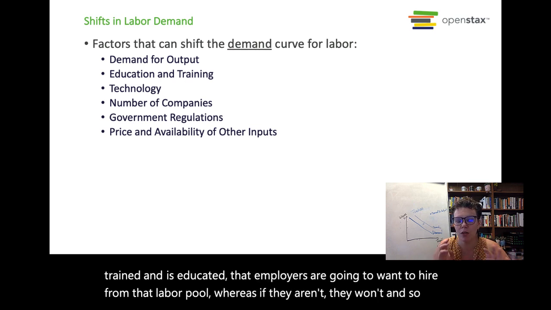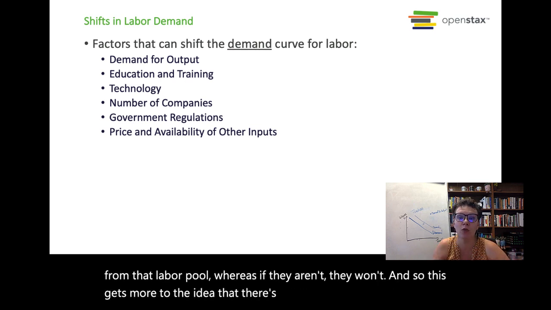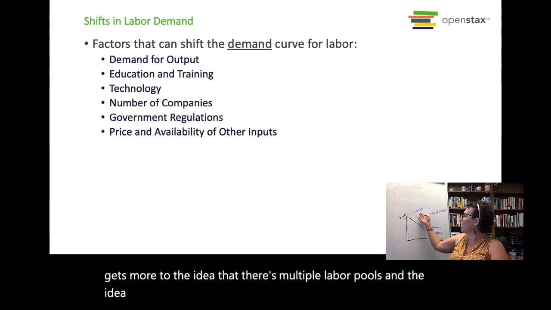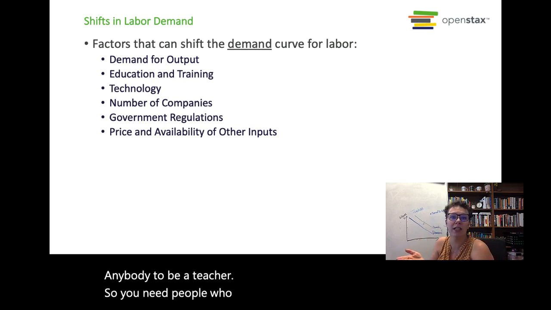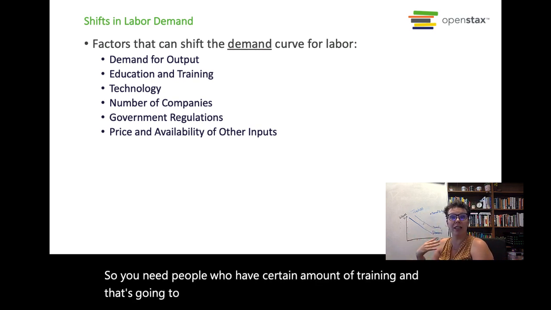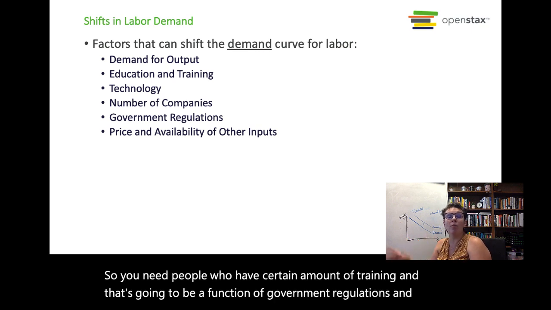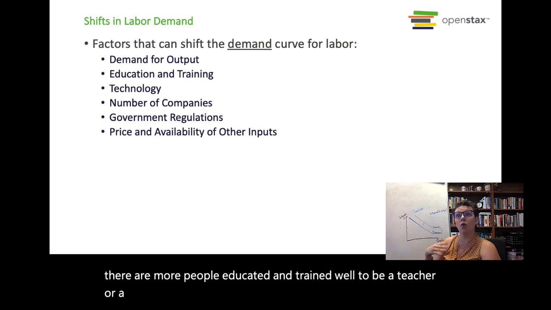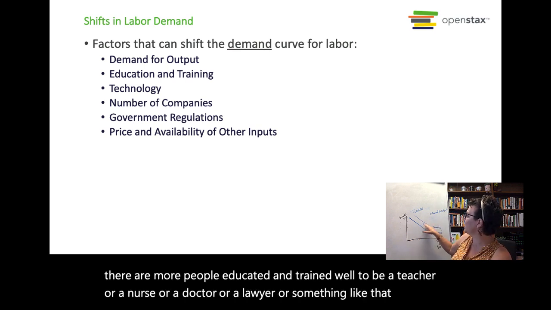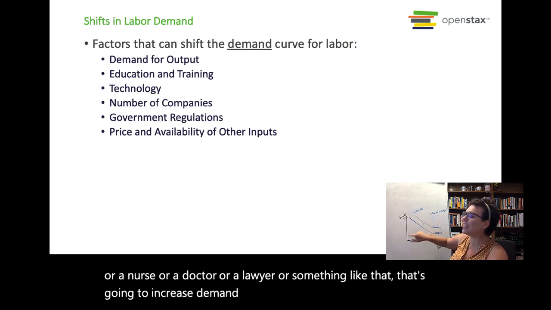And so this gets more to the idea that there's multiple labor pools and the idea that you don't hire just anybody to be a teacher. So you need people who have a certain amount of training, and that's going to be a function of government regulations. And so if there are more people educated and trained well to be a teacher or a nurse or a doctor or a lawyer or something like that, that's going to increase demand for workers in that market. Does that kind of make sense?